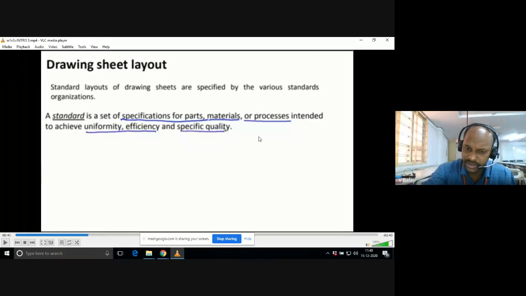What are the materials? If I want to mention something about material on the drawing sheet, I need to go by one standard. I should not write anything like just plastic. Plastic has so many grades. So when I write something about the process on the drawing sheet, I have to follow some standard to achieve uniformity, efficiency, and specific quality. So that is the advantage of the drawing sheet layout.